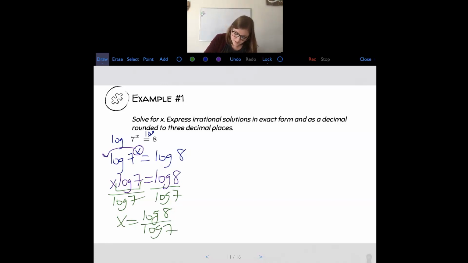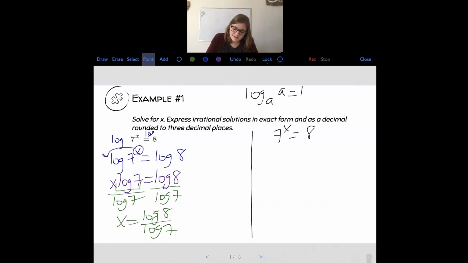The other way I mentioned doing this is, let me rewrite the original problem. So 7 to the x is equal to 8. Remember that log base a of a is equal to 1. So notice here that 7 is what's being raised to the exponent, so you could take log base 7 of both sides.